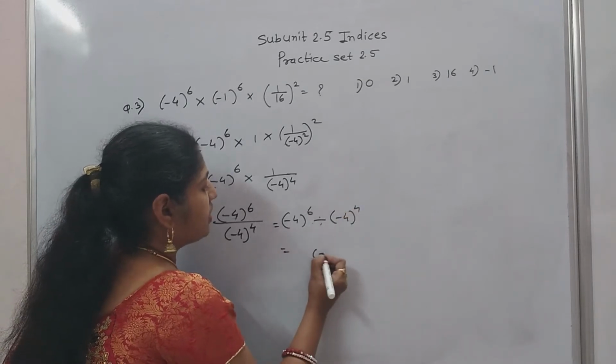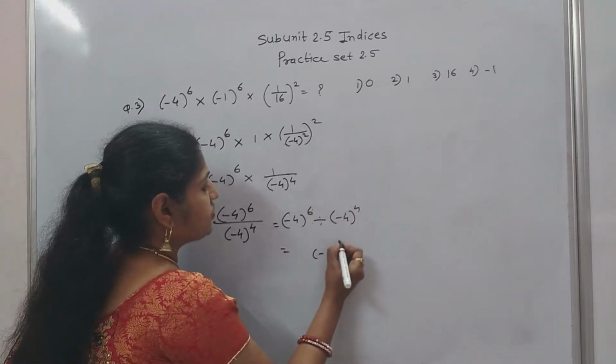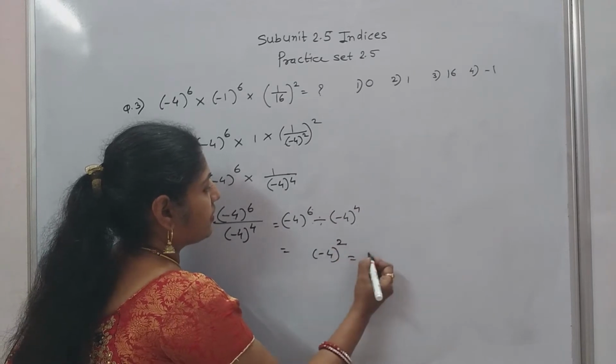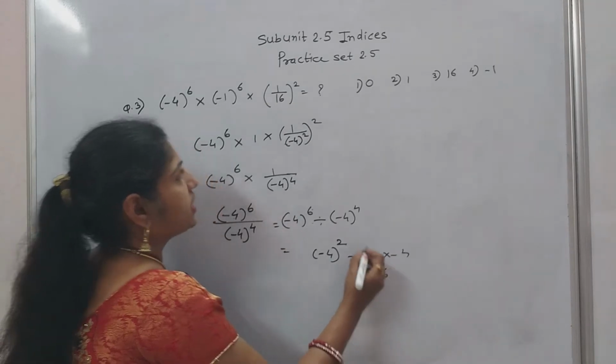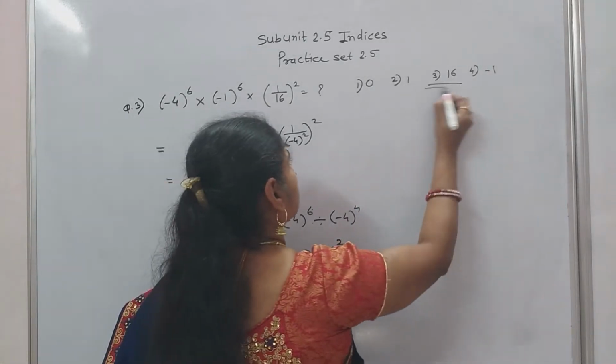So the base is equal, minus 4. 6 minus 4, that is 2. Minus 4 into minus 4, that is positive 16. Our answer is option number 3.